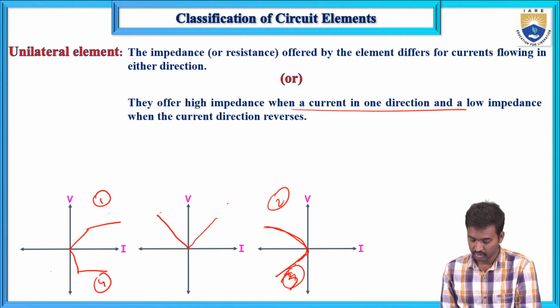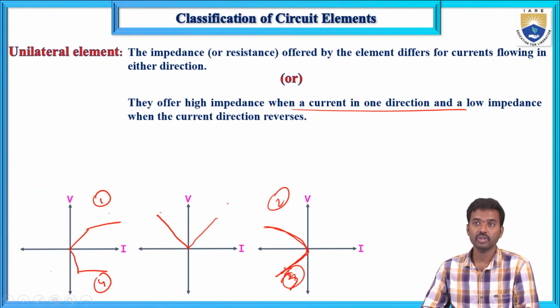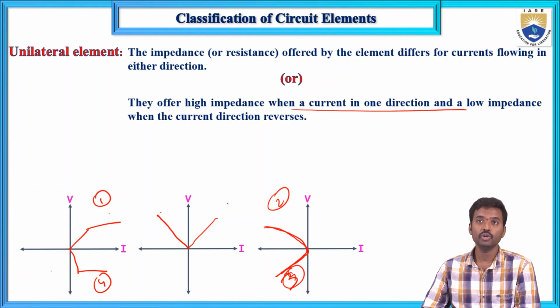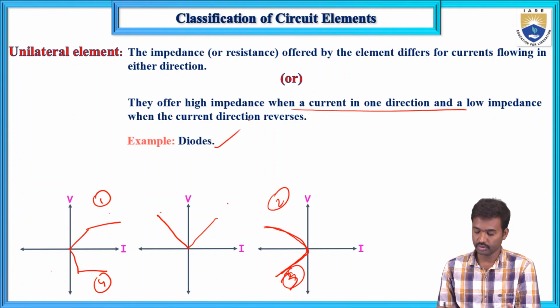So for any graph, the first and third quadrant graphs should be the same and the second and fourth graphs should be the same. If it is the same, that is a bilateral element. If it is not the same, that is a unilateral element. In a unilateral element, current flows in one direction; in a bilateral element, it offers both directions. Examples are diodes.